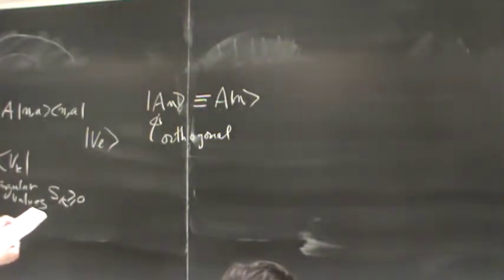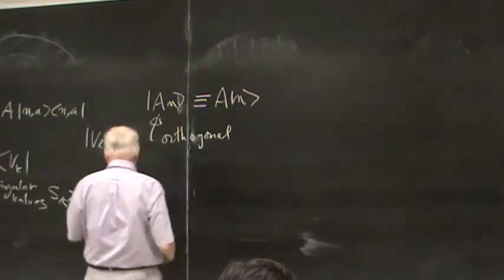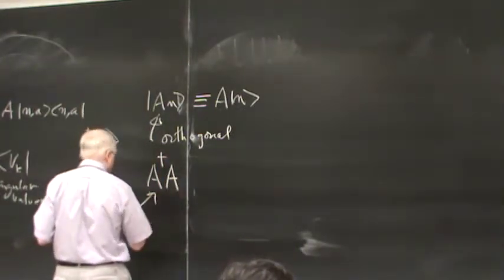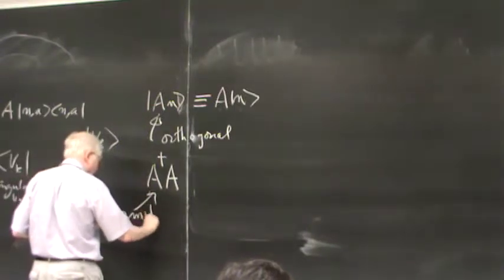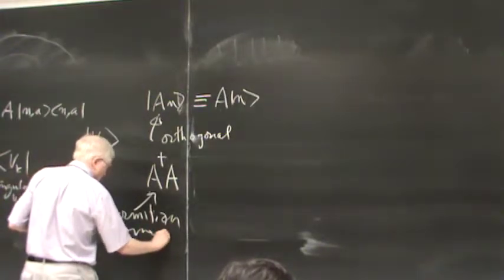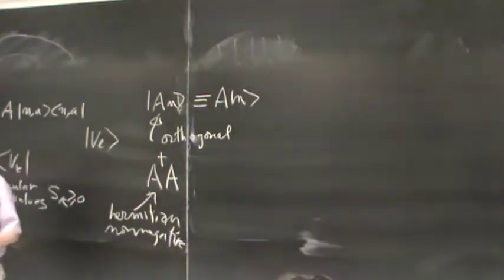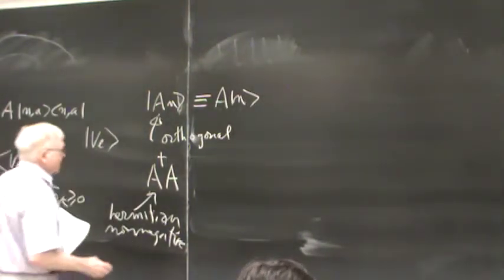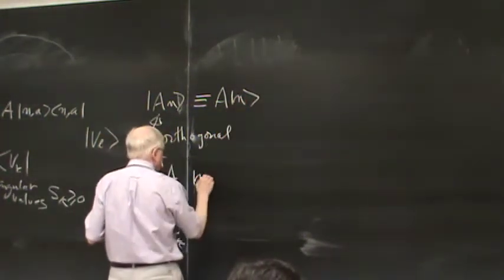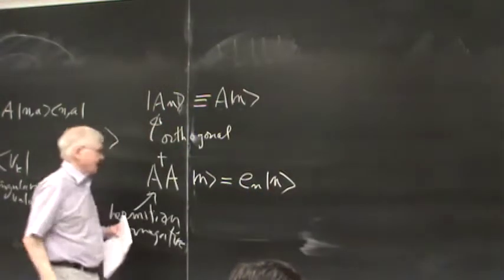And the special vectors N, it turns out, are simply the eigenvectors of this operator, which is both Hermitian and non-negative. A dagger A is something that's intrinsically non-negative. And so, in other words, we're going to choose as our arbitrary basis vectors n such that this is equal to what I'm going to call the eigenvalue En. All right.